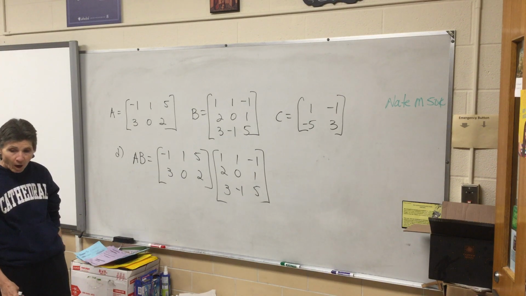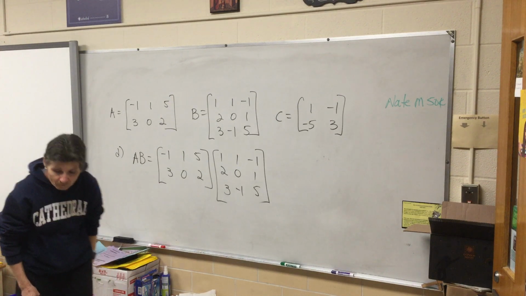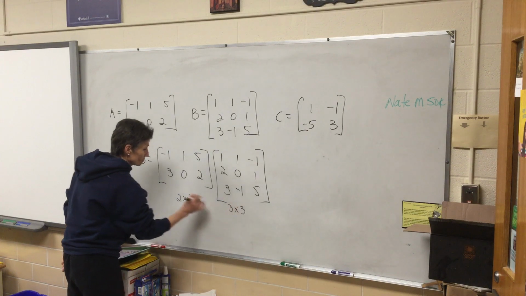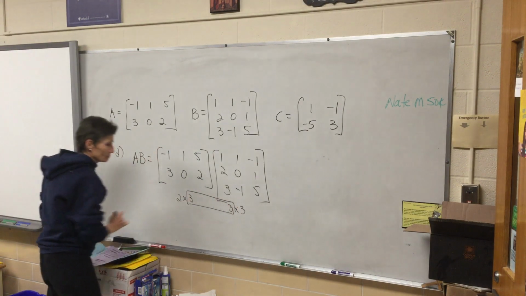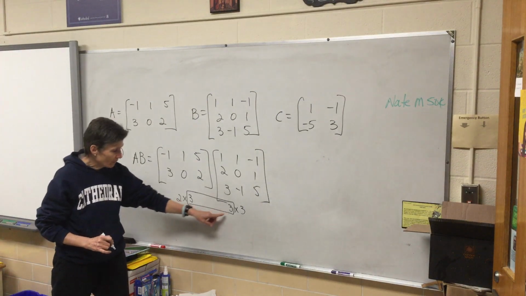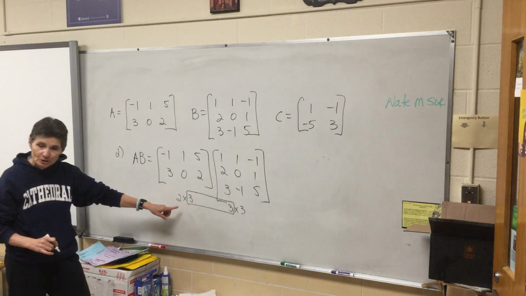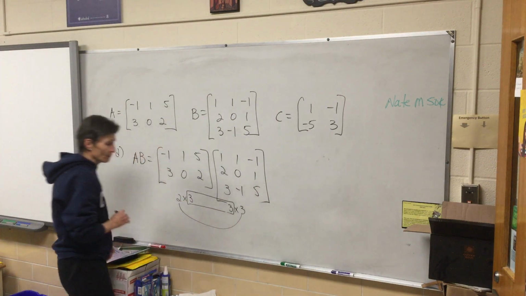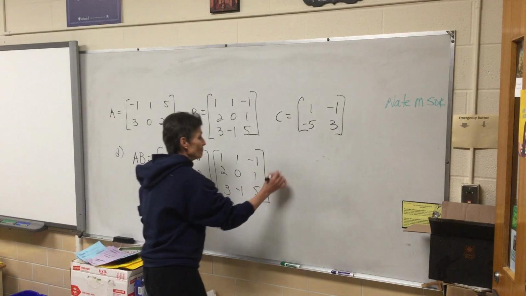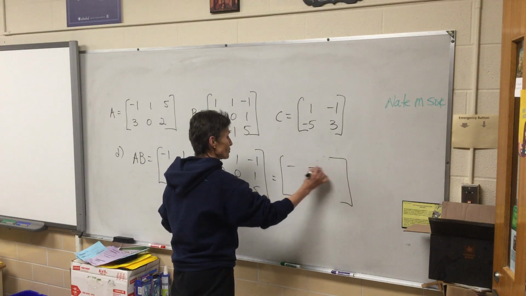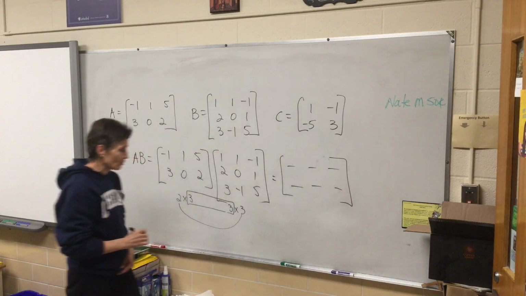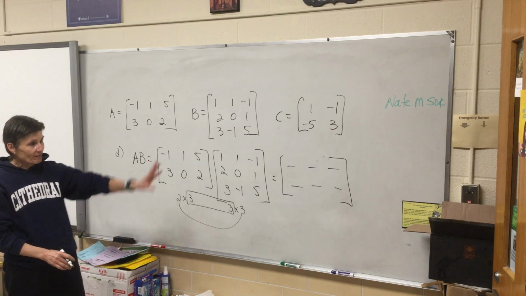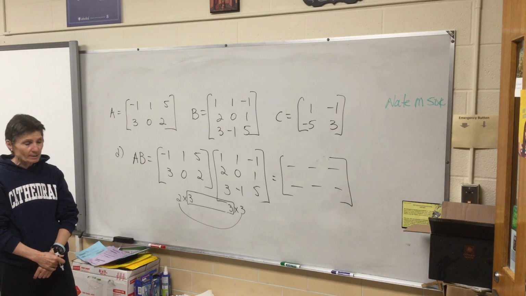It's a doable problem. Why? Because that one's 2 by 3 and that one's 3 by 3, so the first and the last number match. Well, the middle ones. Let's think of it as the middles match, right? And then the outside ones tell me the size of my answer. So my answer is going to have 2 rows and 3 columns. And my job is to find all those numbers that go in that matrix.